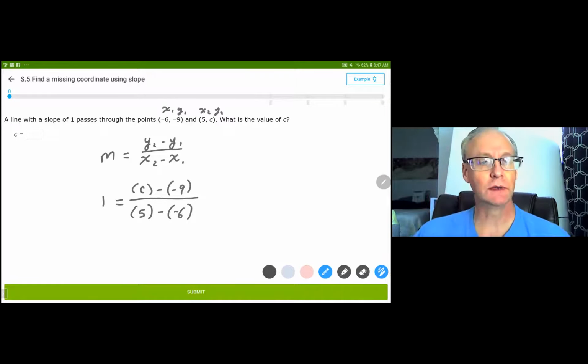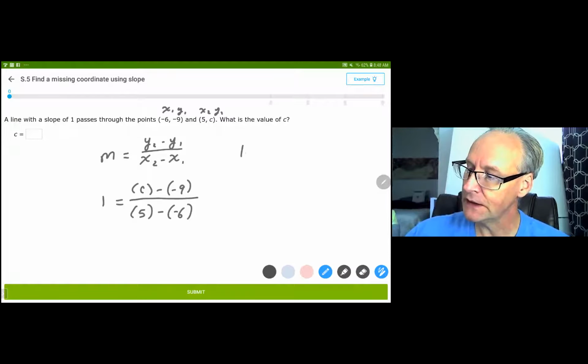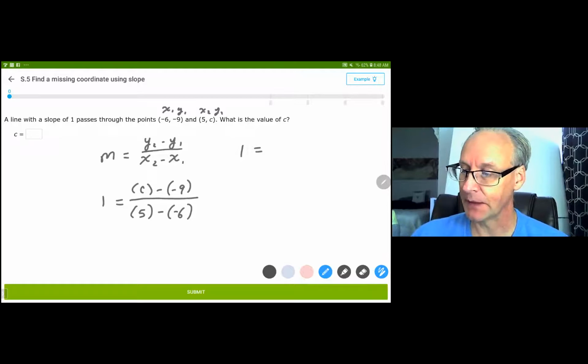Now, I'm not going to be doing this substitution in all the rest of the examples. My normal methodology would be to use the arrows, and I'll show that one in the next set. Well, that gives us 1 equals. Now I'm doing the simplification step. I'm not going to put it down here. Normally I'd put it down, but I'm going to go ahead and give myself a little more space. Now the C minus negative 9 is really C plus 9, isn't it? And that is over 5 plus 6, which is 11.